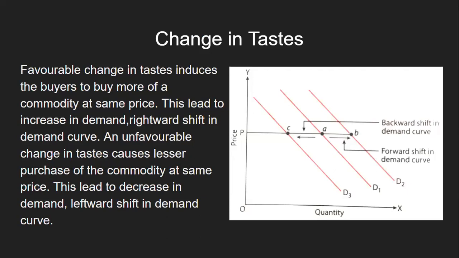Change in taste. A favorable change in taste induces the buyer to buy more of a commodity at that price. This will lead to an increase in demand, that is a rightward shift in the demand curve. An unfavorable change in taste causes lesser purchase of the commodity at that price. This leads to a decrease in demand, that is a leftward shift in the demand curve.